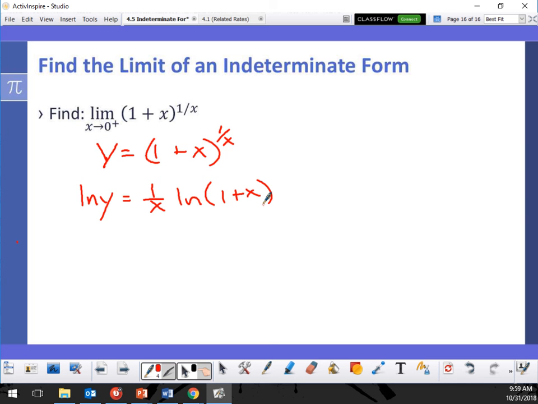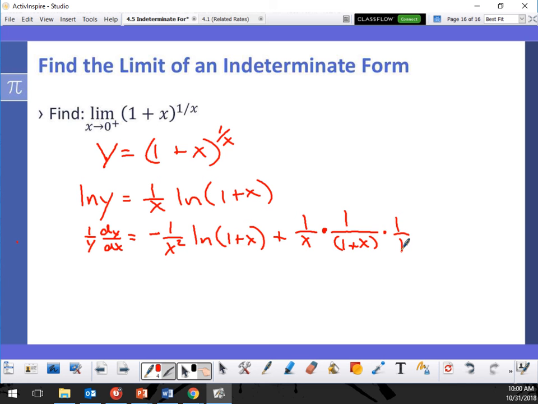Okay, so now from here, can we take the derivative? Yes. So I'm going to get 1 over y times dy dx is equal to the derivative of this, which is going to be a product. The derivative of 1 over x is negative 1 over x squared, so negative 1 over x squared ln of 1 plus x, plus 1 over x times the derivative of the ln part, which is 1 over 1 plus x. And what was the derivative of the inside? 1. It's not really necessary to show that, but I'm showing you to say that I did all parts of this.